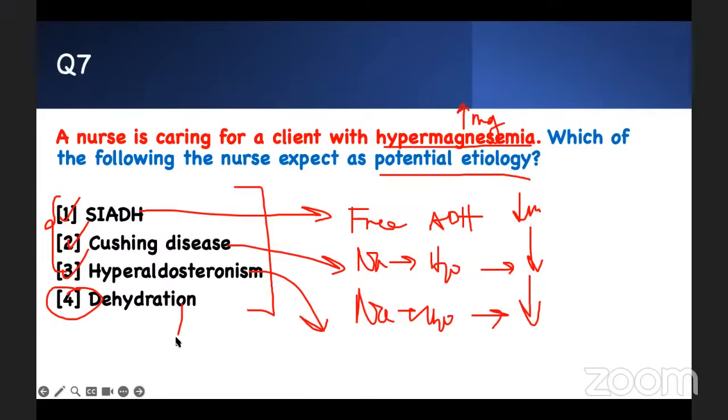Therefore, you believe it. This is dehydration. So in dehydration, you lose free water. In most of the others, you're gaining free water. So there's no way dehydration will cause hypomagnesemia. You will increase things up. That's just to make you think about this question.